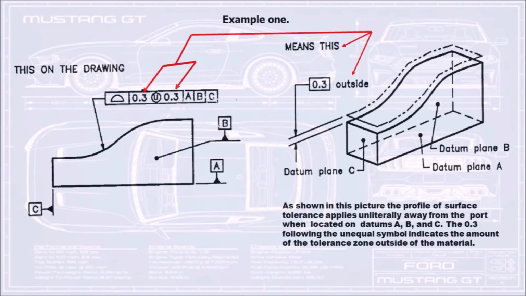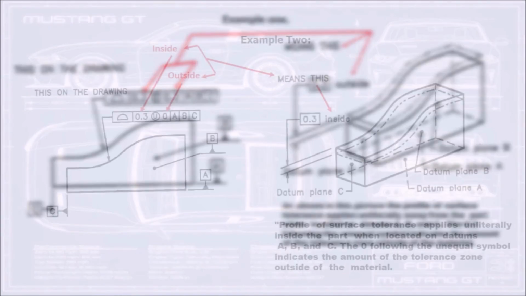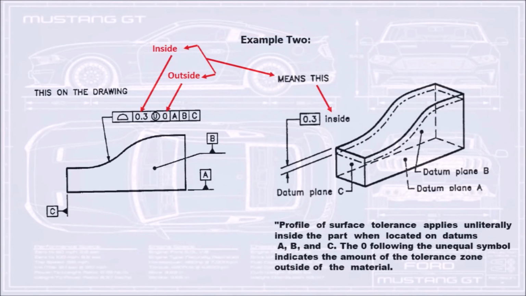Example 1, as shown in this picture, the profile of surface tolerance applies unilaterally away from the part when located on datums A, B, and C. The 0.3 following the unequal symbol indicates the amount of the tolerance zone outside of the material. Profile of surface tolerance applies bilaterally with an unequal distribution.